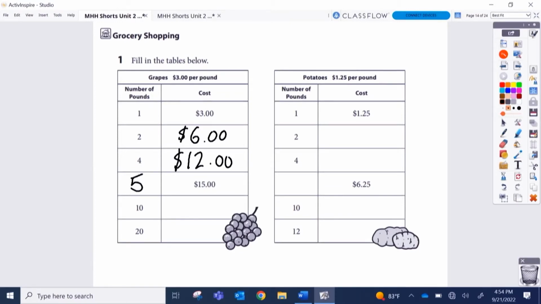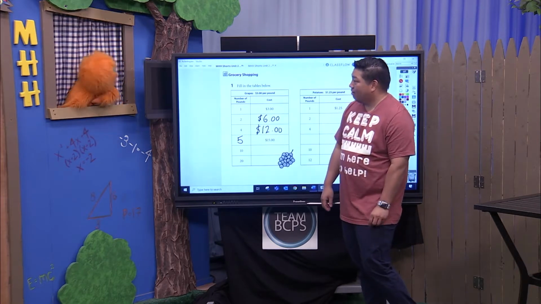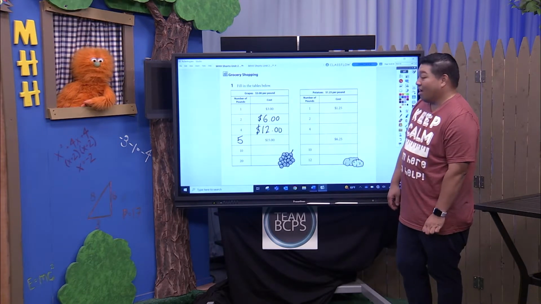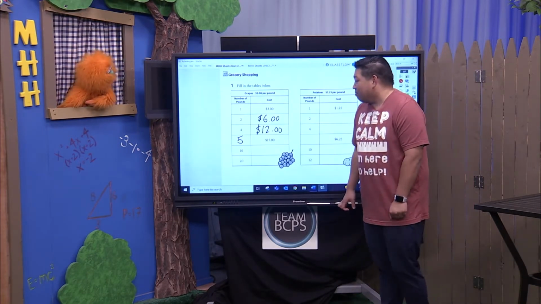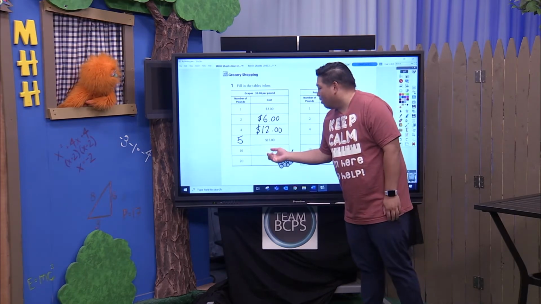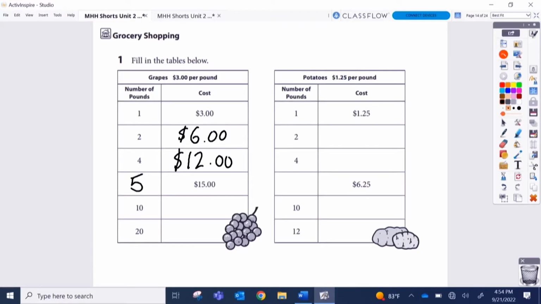It's kind of getting expensive here, huh? Yeah, it is. It's also getting to be a lot of grapes. It's a lot of grapes. Holy moly. All right, speaking of a lot of grapes, how much would it cost to have 10 pounds of grapes? 10 pounds? Holy moly.